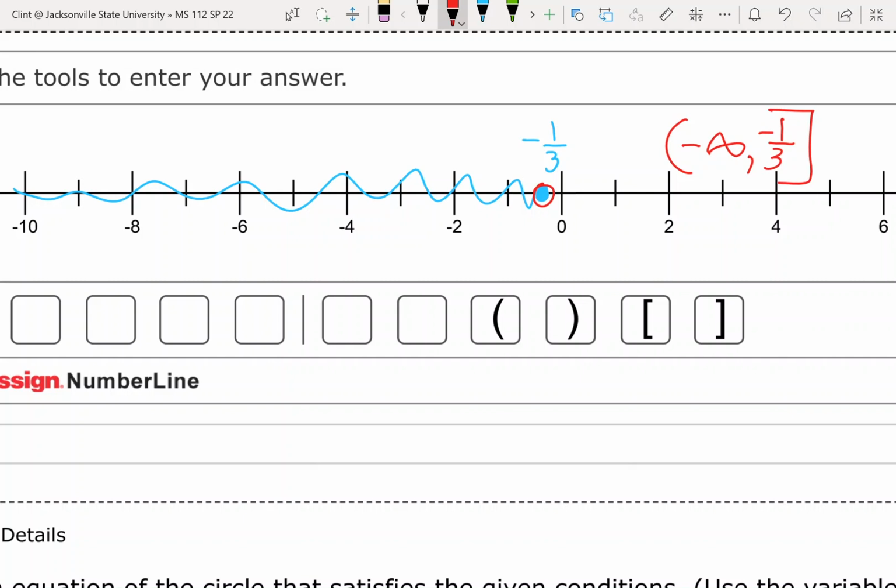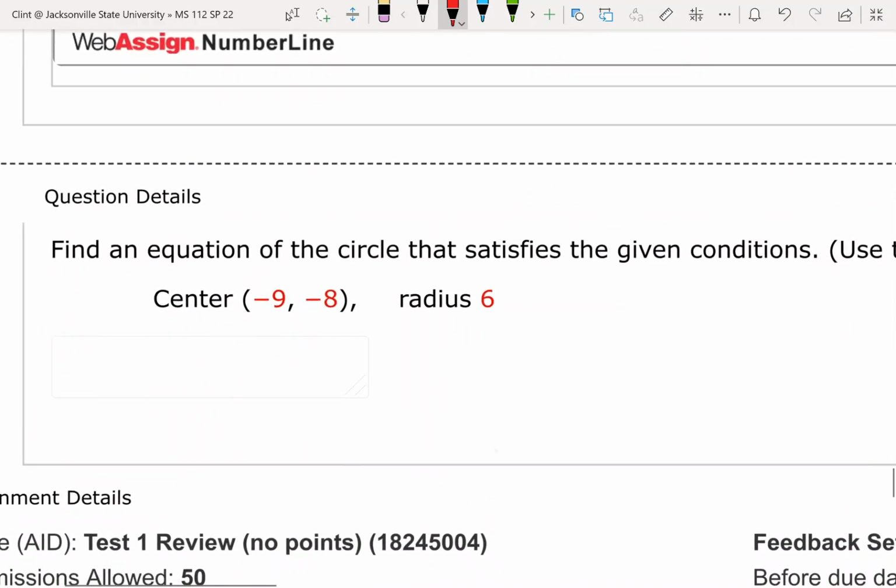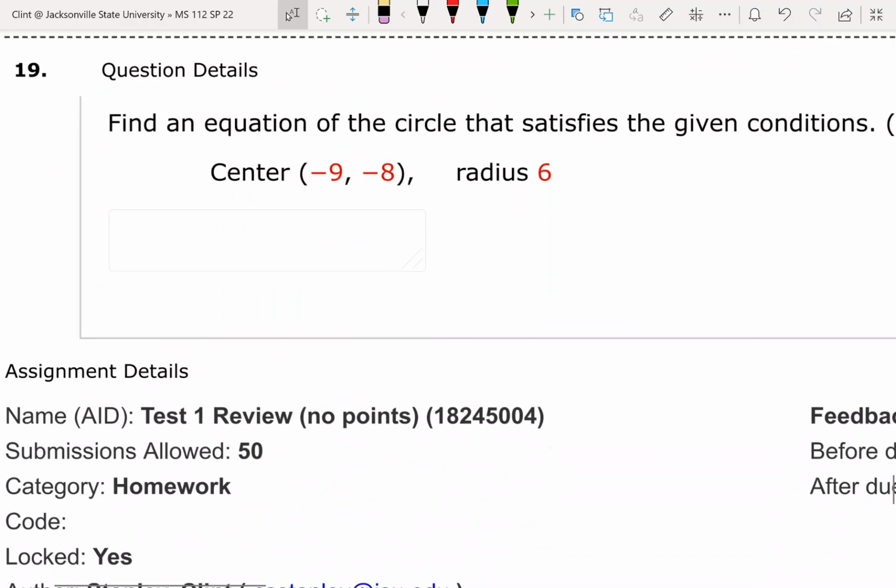Questions on that one? Okay. If you feel like you need to practice several of those, you can go back to the assignment and practice another version. I think it'll let you do that. Okay. One more here.